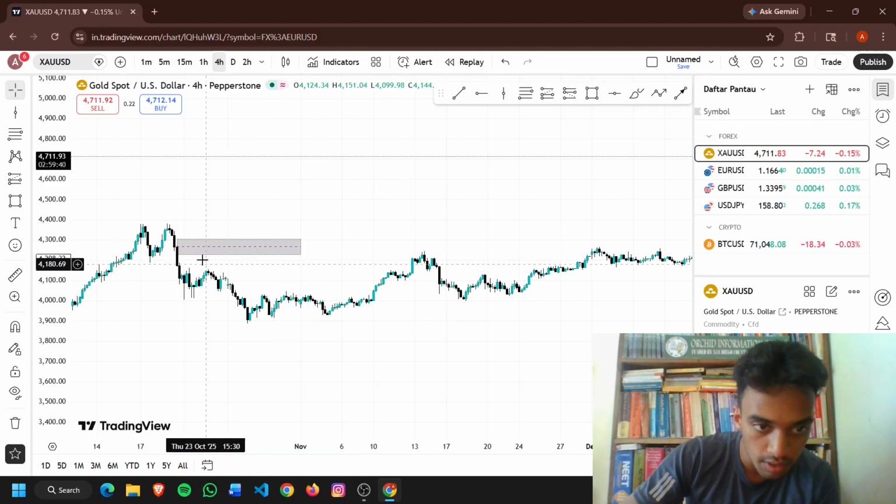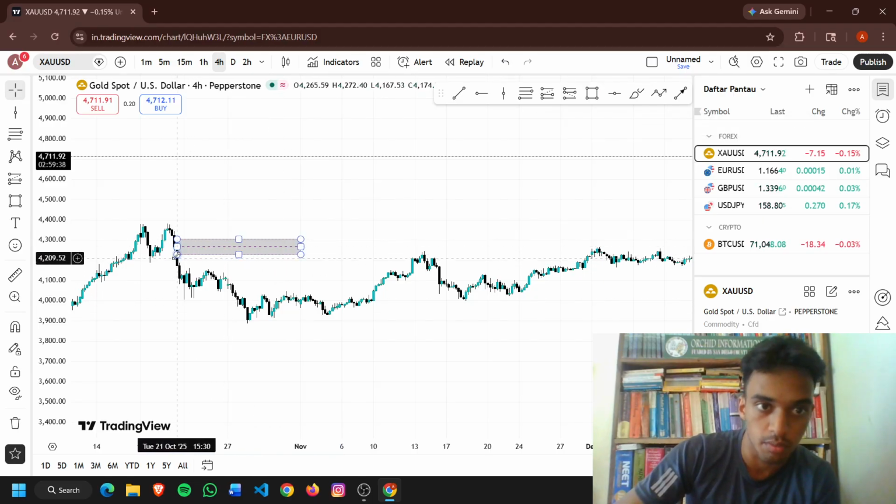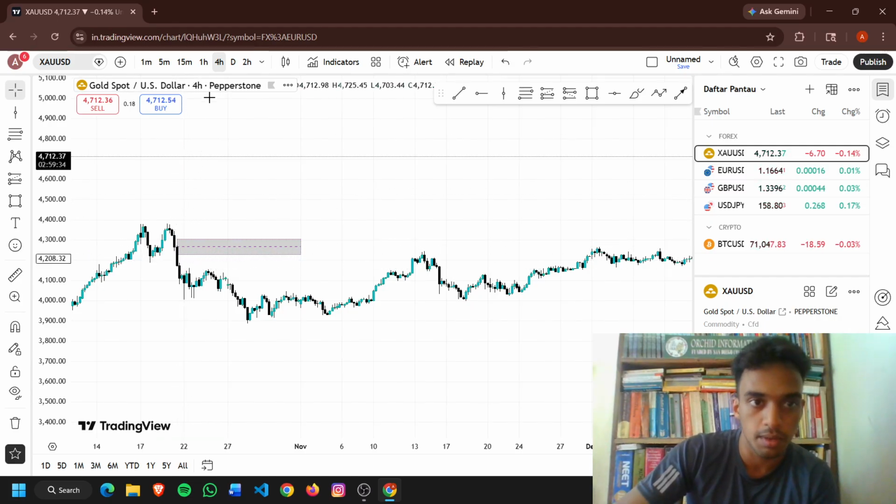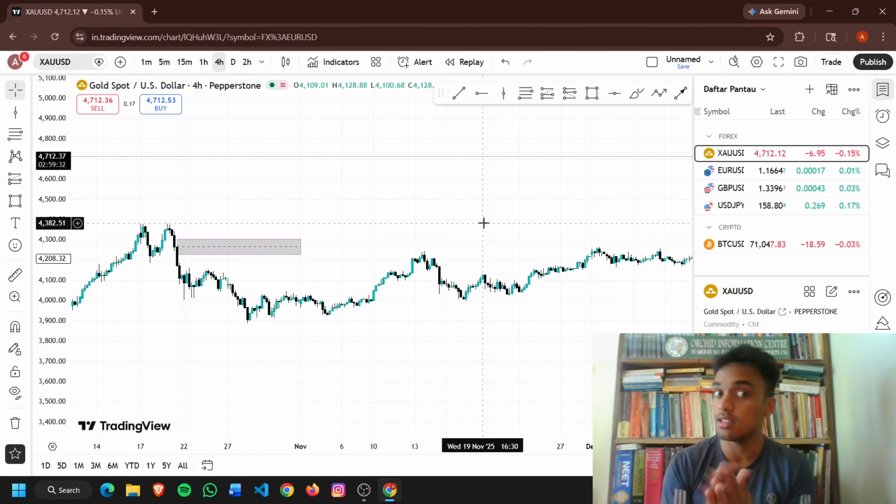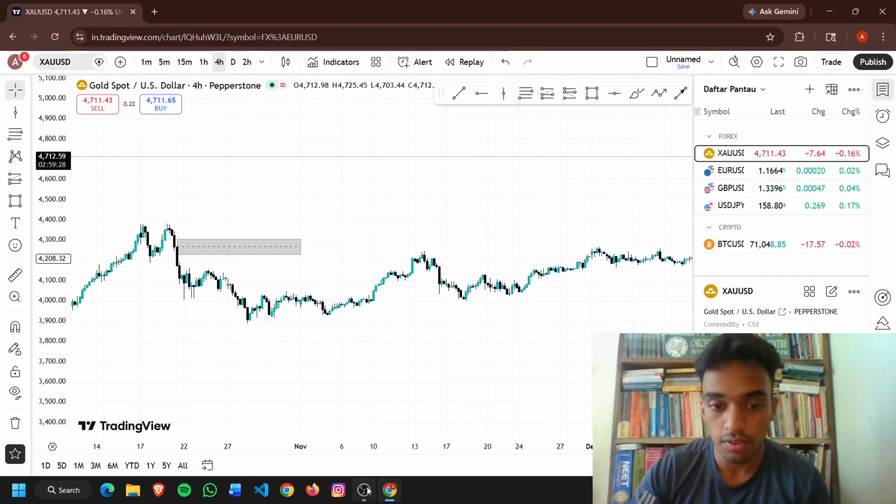Even this is also a fair value gap when you go to a weekly time frame. Weekly, these candles will combine and it will be a bigger candle. I hope you can understand what I'm telling. You just have to figure it out on your own.